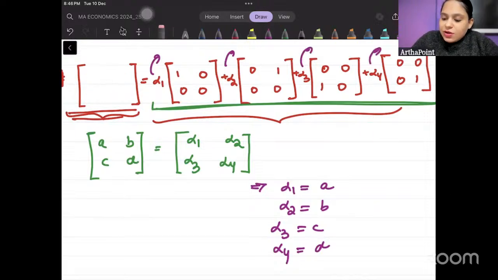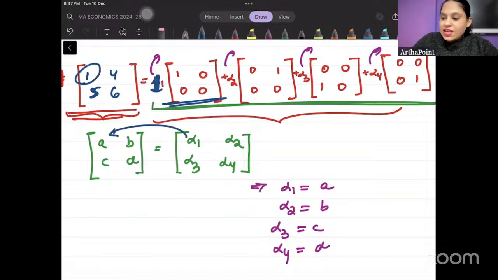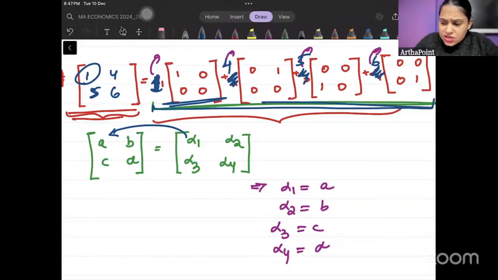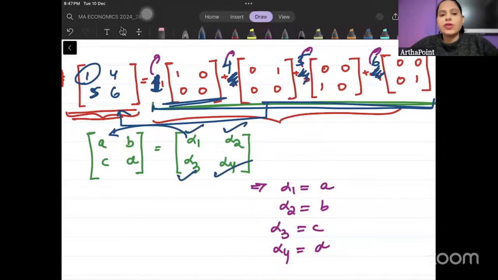For example, if I want to generate the matrix 1, 4, 5, 6, it means that the first matrix should be given a weightage of 1 because alpha 1 is equal to A. The second matrix should be given a weightage of 4. The third should be given a weightage of 5 and the last should be given a weightage of 6. So this way we can use these 4 standard matrices to generate this matrix, right? We need 4 different alphas for it, right?